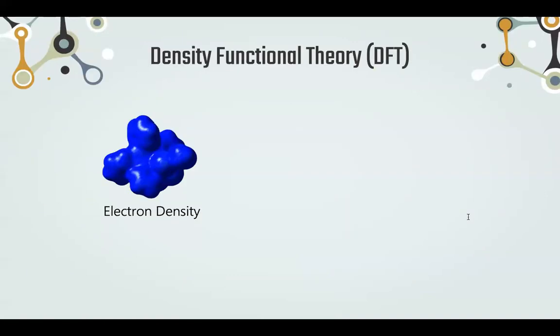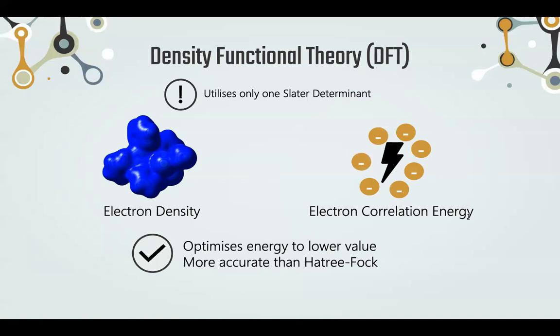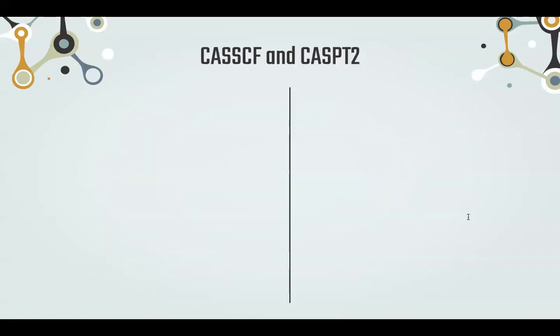The first method is called the density functional theory, or DFT. Similar to the Hartree-Fock method, DFT utilizes only one Slater determinant. However, instead of focusing on wave functions and orbitals, DFT focuses on the electron density and includes an approximation of electron correlation energy, which is the interaction between electrons in the electronic structure in a quantum system. This allows DFT to optimize the energy to a lower value and be more accurate than the Hartree-Fock. These calculations were done using the Gaussian software.